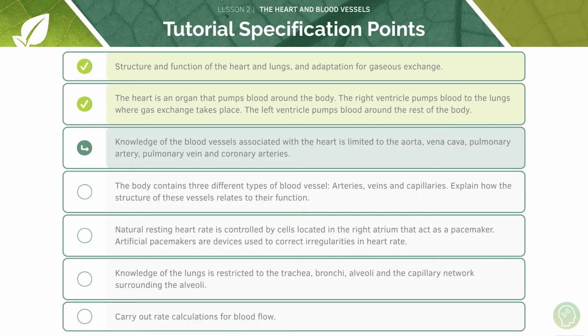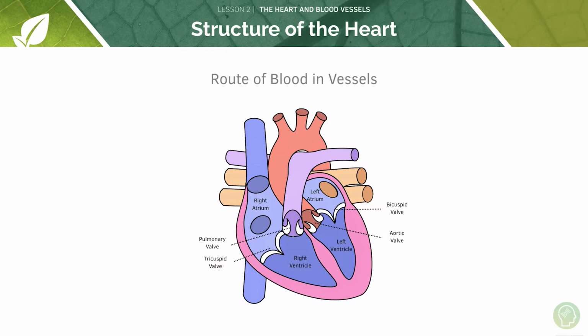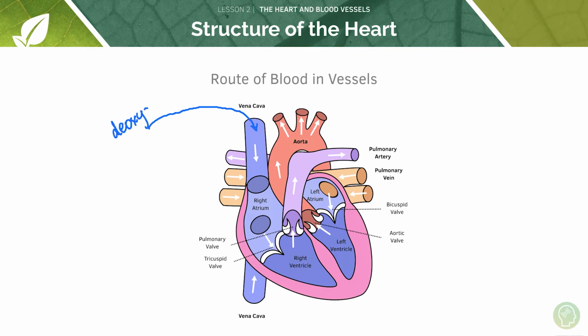So now let's take a look at the blood vessels of the heart. We're going to go back to this diagram that we were looking at earlier. At the moment, it's got the names of your chambers and also the names of your four valves. So now let's have a look at our vessels. We have our deoxygenated blood coming into the vena cava, and it's going to pass down into the right atrium, through the right ventricle, and up through the pulmonary artery.